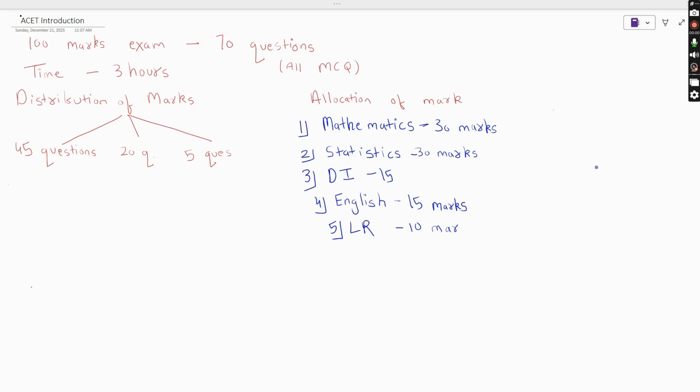First of all, the ACET examination is an MCQ based 100-mark examination. The examination will have 70 questions. Time given for solving the 70 questions will be 3 hours, and the distribution of marks is shown as follows: 45 questions for 1 mark, 20 questions for, let's say, 2 marks.